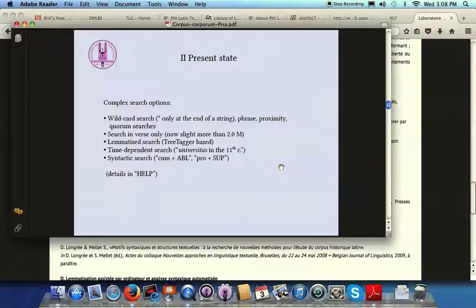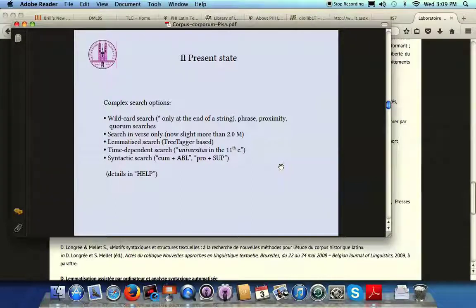And recently we added the possibility to do syntactic searches, for example, pro plus a verb in the supine. This is a bit slower, we'll show you later on. It's still quite experimental.